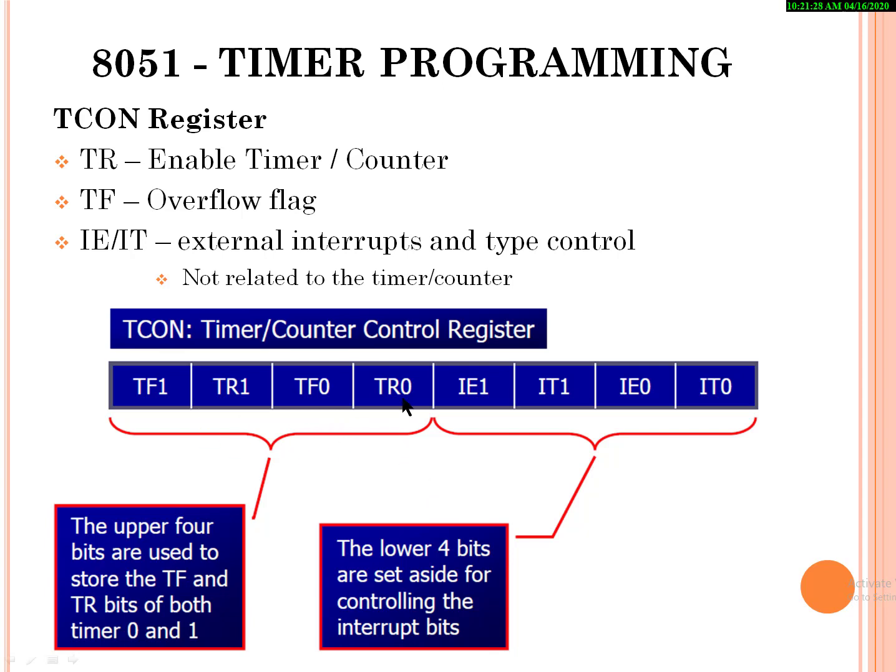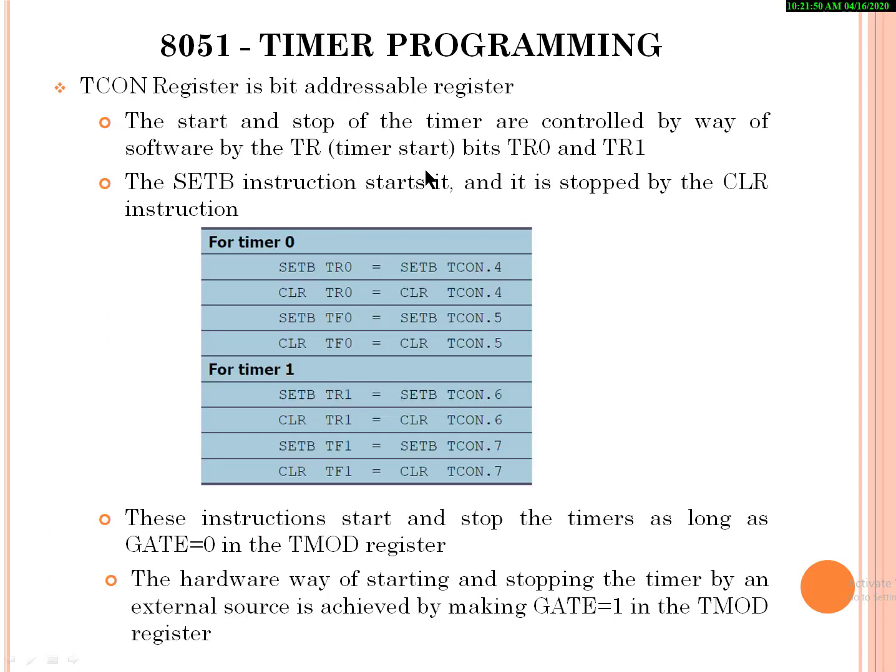Let's take this example, TR0. If I specify 1 here, it means that timer 0 is switched on or enabled. If it is 0, timer 0 is disabled. If TF0 status is 1, timer 0 has overflowed. The timer can be enabled and disabled with the help of these instructions. SETB TR0 is the instruction used to enable timer 0. CLR TR0 is used to disable timer 0.